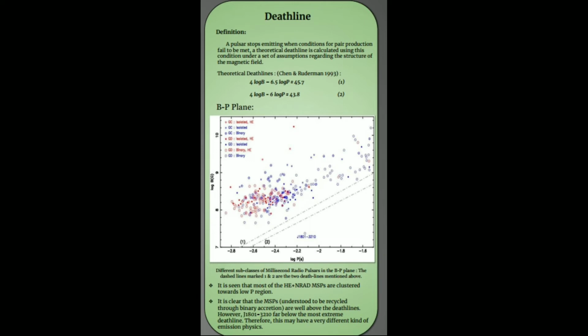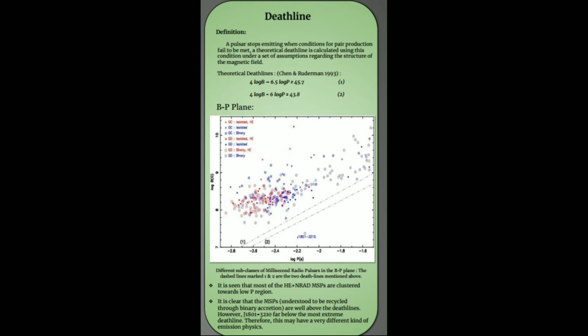Pulsars switch off when conditions for pair production fail to be met. Radio pulsar deadline is defined to be a relation between spin period and spin period derivative, or spin period and magnetic field, beyond which the process of pair production ceases and a pulsar stops emitting. Many theoretical deadlines have been suggested till now. Here we show two of these deadlines that are known to limit the radio pulsar population most effectively.